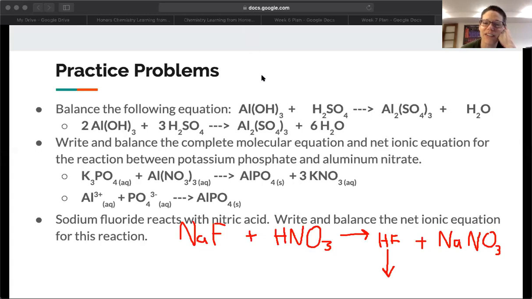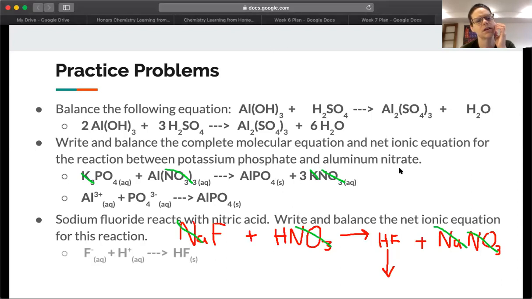Because what never makes solids? Na. Sodium. And NO3. Neither of those are ever going to make solids. So you're always going to drop those out. So just like up here, the nitrate is never going to do anything, and potassium also. Alkali metals are never ever going to do anything. So that's how you know it's those. Solubility rules.